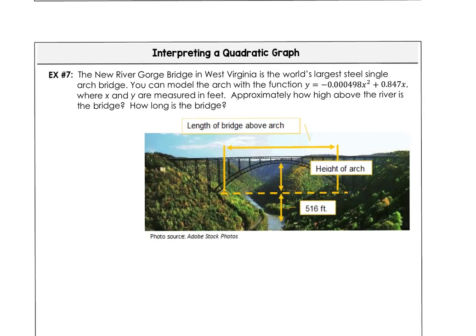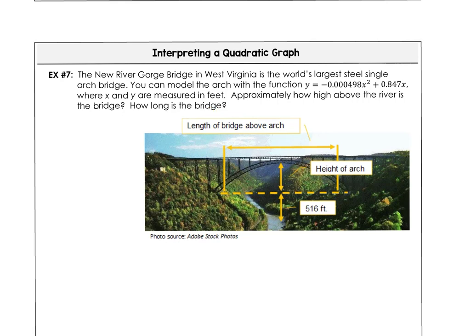Okay, then we have one more example. In this final example, we want to interpret the quadratic graph. So the New River Gorge Bridge in West Virginia is the world's largest steel single arch bridge. You can model the arch with this function given here. X and Y are measured in feet. We want to know approximately how high above the river is the bridge, and we want to know how long is the bridge.